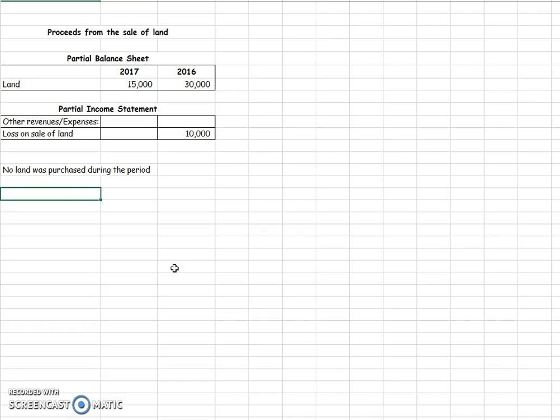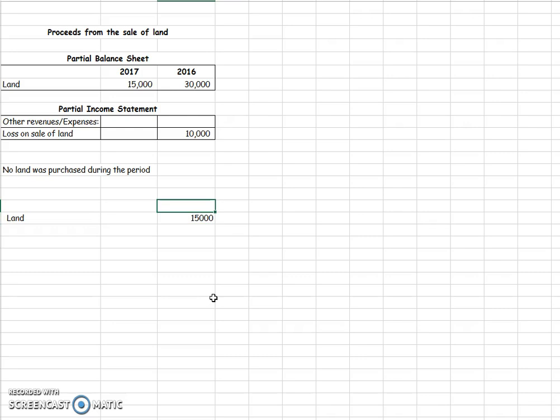We know that if we sold land, which we know that we did here because we see that we went from $30,000 down to $15,000, and we do have a note that says that no land was purchased during the period, so the only thing that happened here was that we must have gotten rid of $15,000 worth of land. So we know that in order for that to happen, we must have credited land for $15,000.